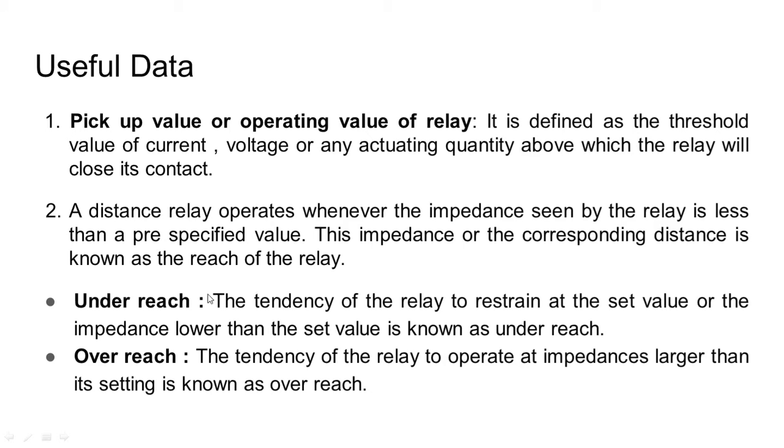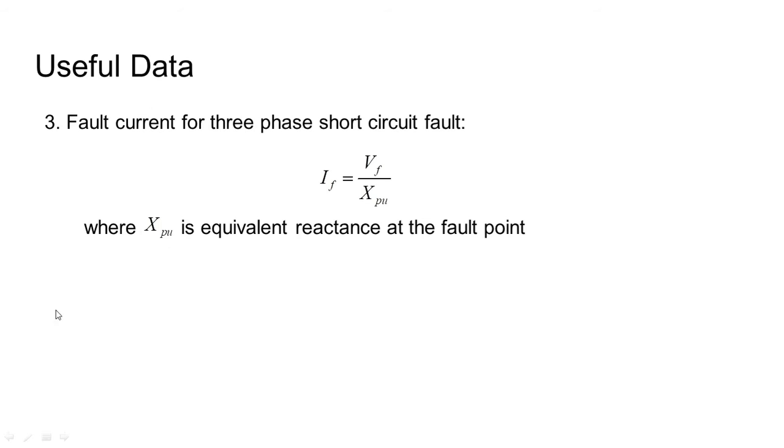The reach of the relay can be categorized into two, underreach and overreach. When the relay restrains at the set value or at an impedance lower than the set value, then it is known as underreach, and if it operates at impedances larger than the set value, then it is known as overreach.